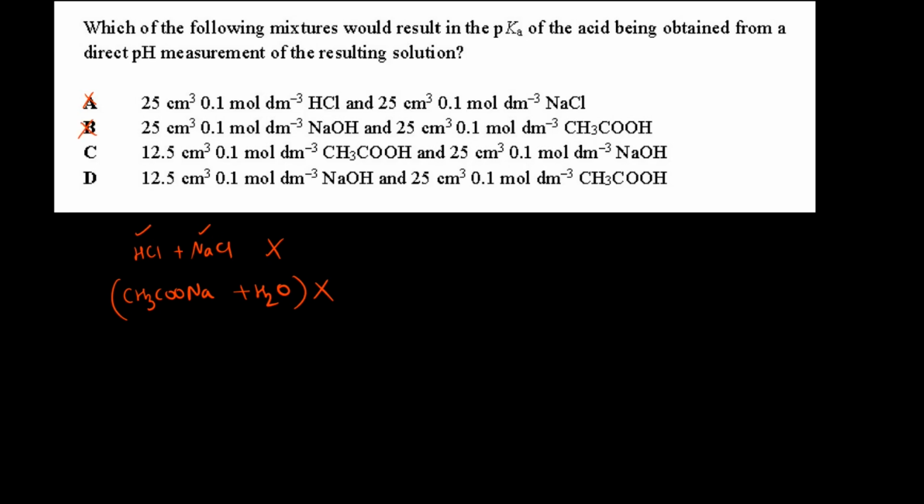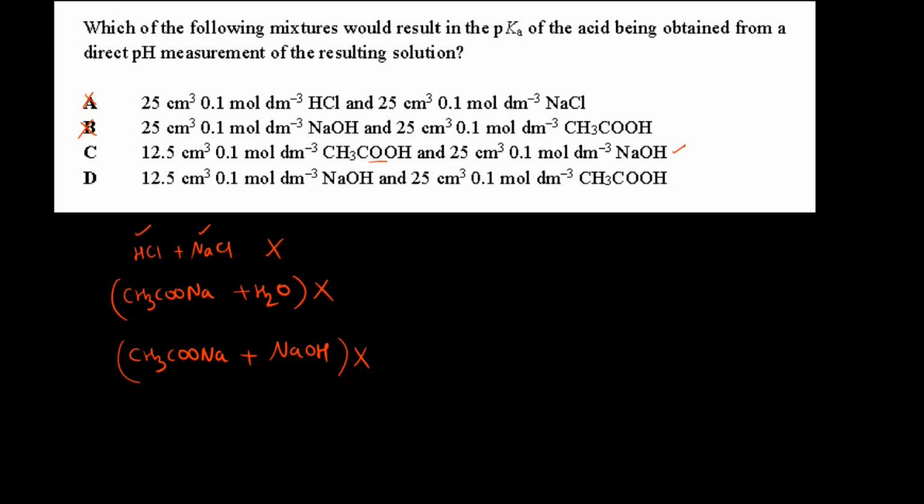In option C, we see that acetic acid and sodium hydroxide are there, and the concentrations are the same, but the volumes are different. So we see that sodium hydroxide is in excess and acetic acid is limiting. So when they react, we will have sodium acetate in the solution and we will have leftover sodium hydroxide. So this is also not a buffer.